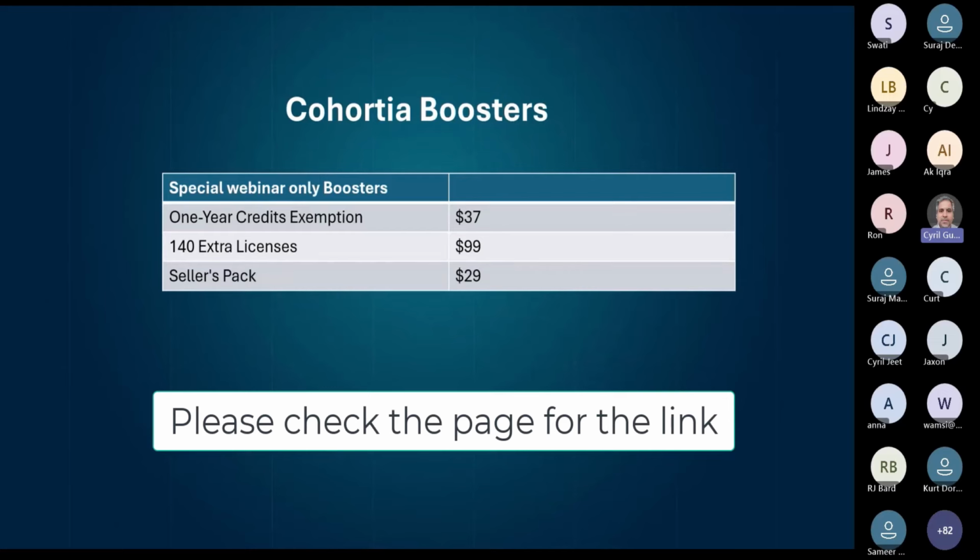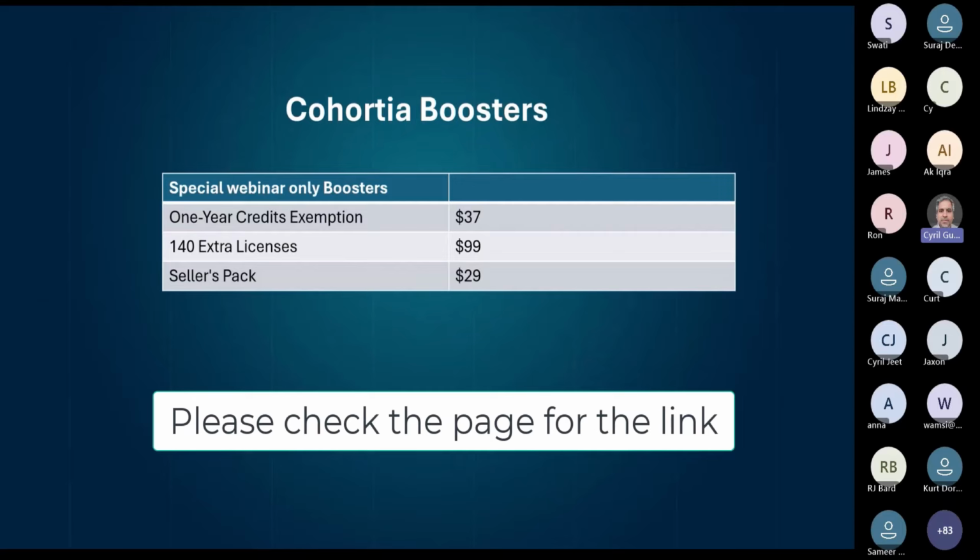So think about the upside. It's a 100x upside, not 100%, 100 times, 10,000% upside, right? So you could grab a license for less than 1 cent, and you could sell it for $100. That's how crazy the offer is. So 140 extra licenses for $99.